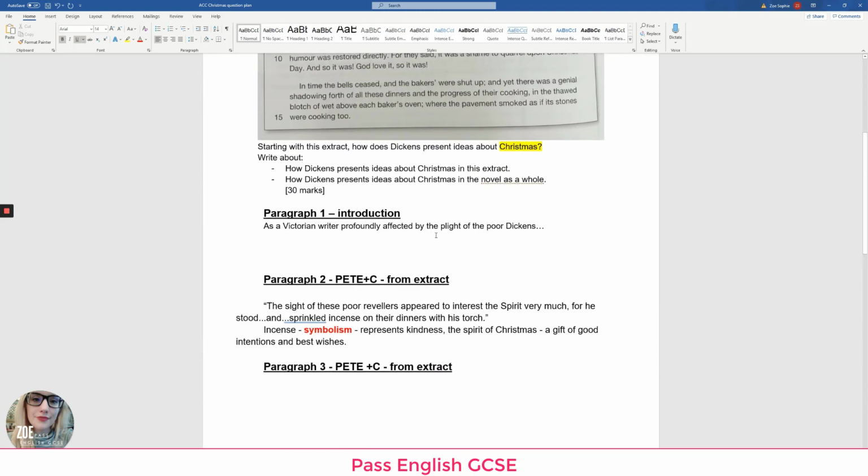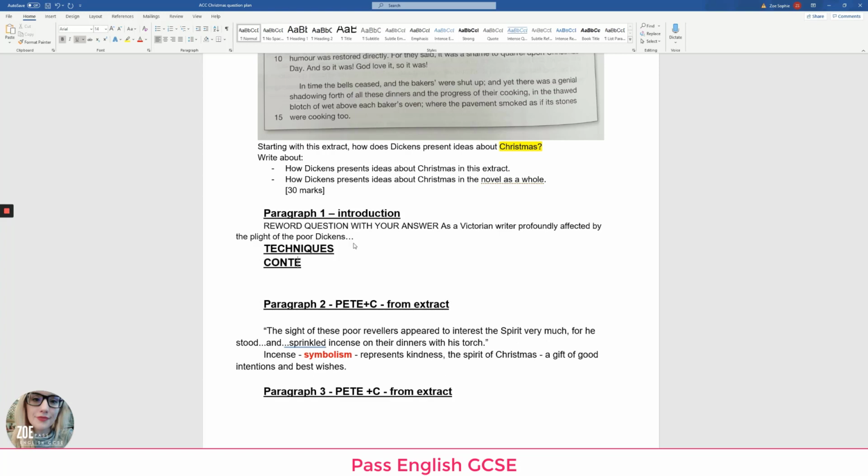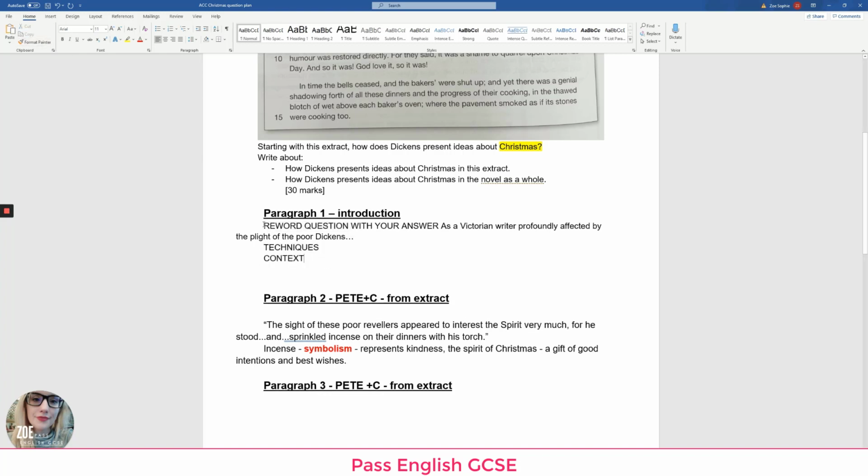But if you're not sure what goes into a conclusion, I've put here, as I've done, reword the question with your answer. You may want to mention some techniques. And you need some context here, particularly for AO3. AQA wants context. So those would be my 3 things that I would put into an introduction. And I've color coded my worked answer so you can see how I've done that.